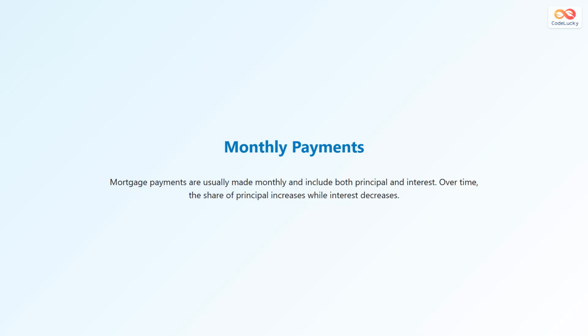Monthly mortgage payments usually cover both the principal and the interest. At first, the interest portion is larger, but as you repay the principal, the amount of interest you pay each month decreases over time.